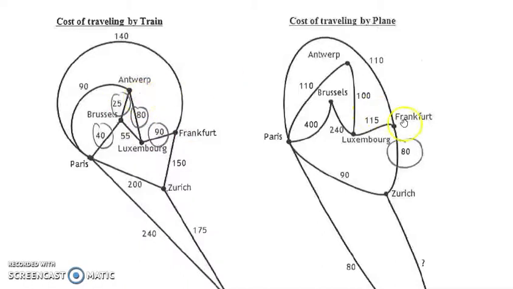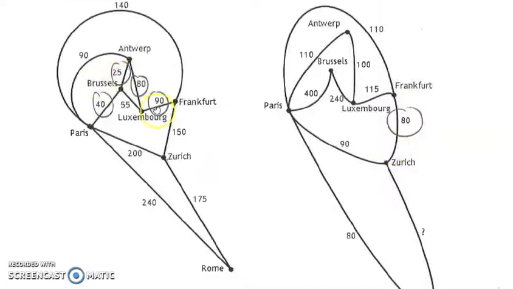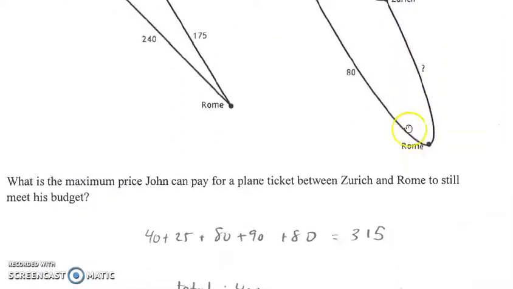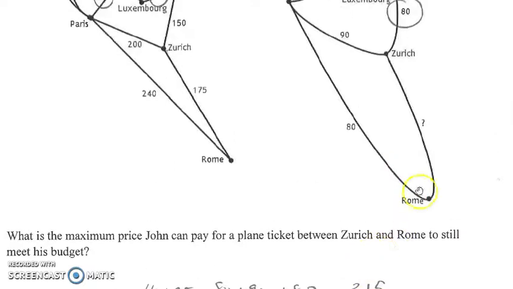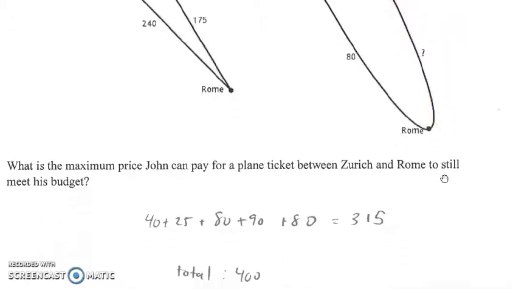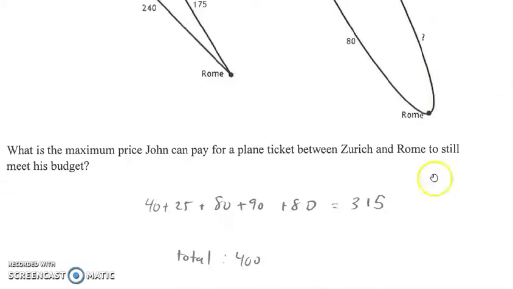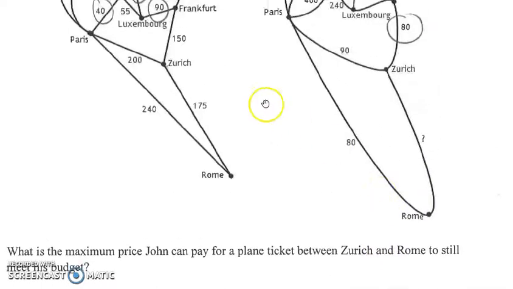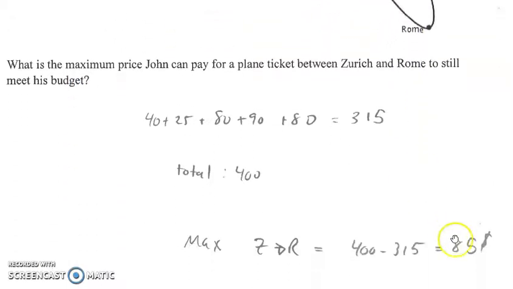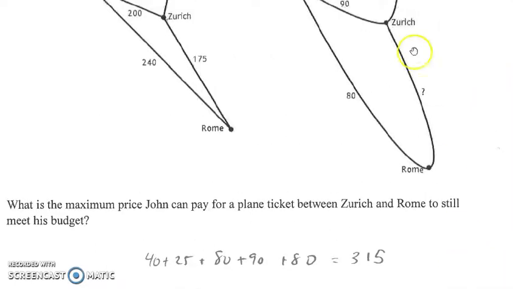And this one here from Frankfurt to Zurich, I chose to take the plane because that one was cheaper. When I added up all of those numbers, it gave me a total of 315. And the question was, what could be the max value of this flight if I was going to have a total budget of 400 respected? And if I've already spent 315, obviously this would be too much. So the only amount that I would have left is 85, and that's the max amount that that flight could be.